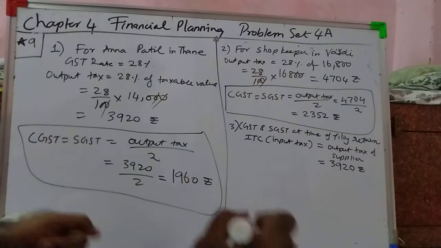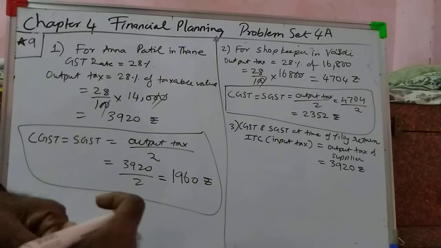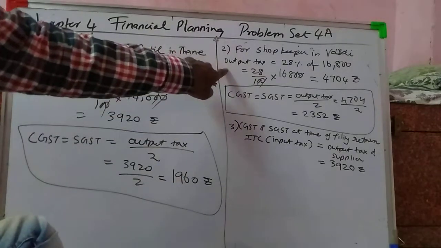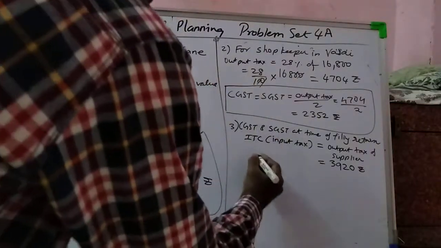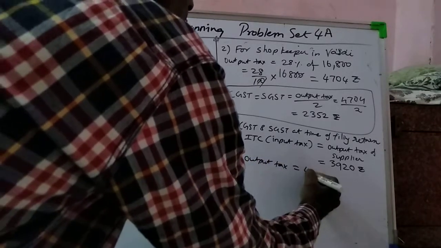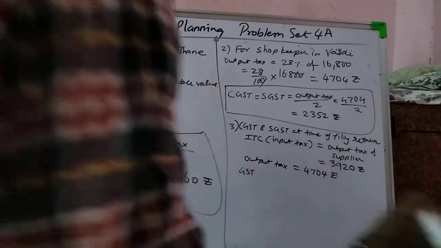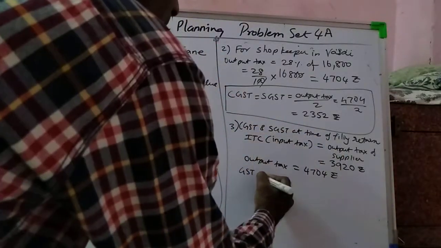And we have already calculated the output tax here. The output tax is equal to 4,704 rupees. Now you want to calculate the GST payable.